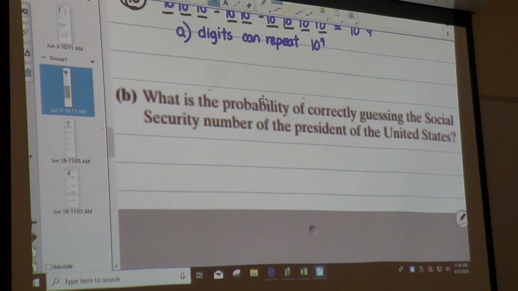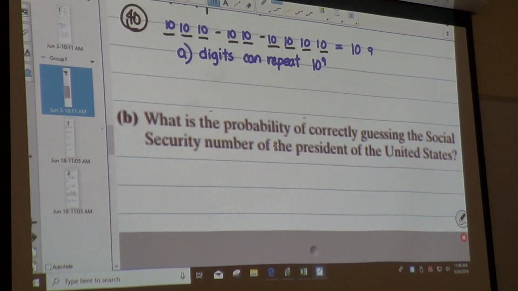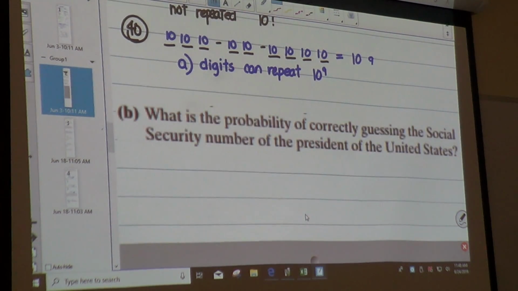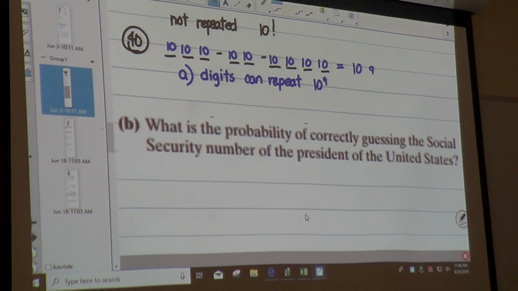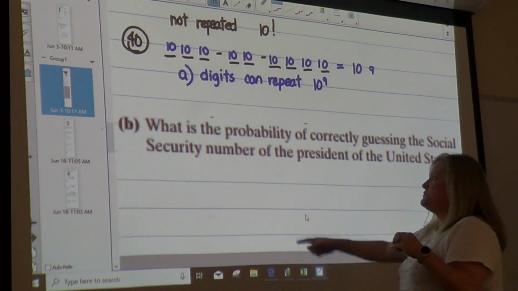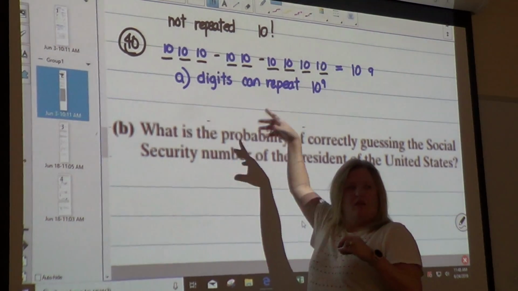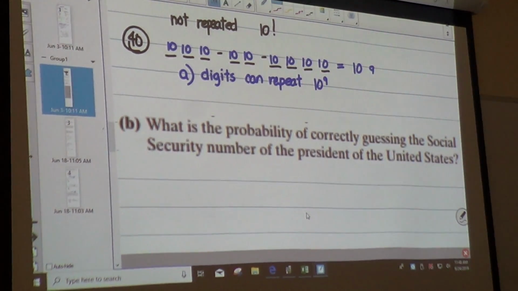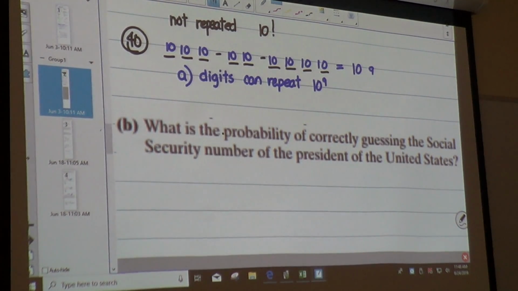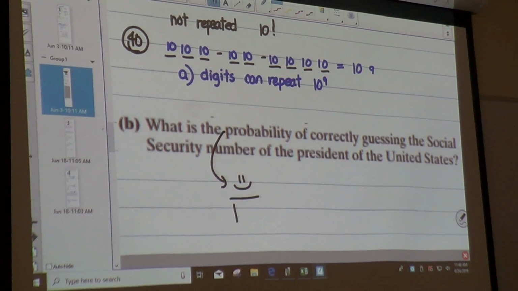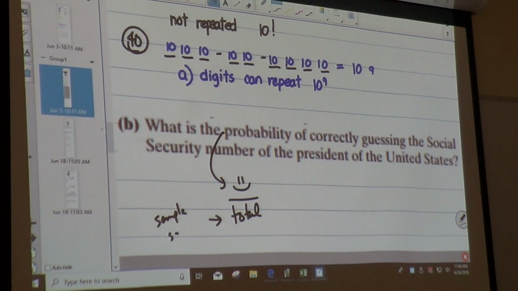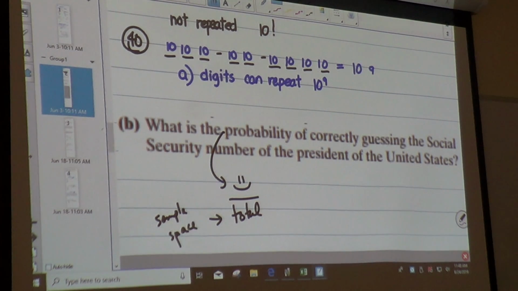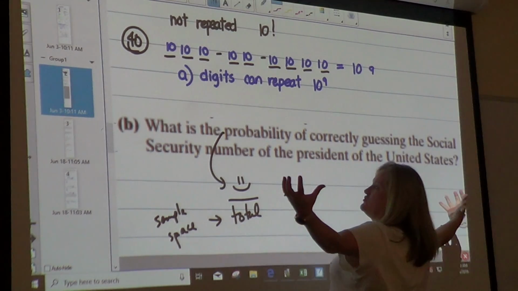What is the probability of correctly guessing the Social Security number of the President of the United States? What does probability mean? What makes me happy over total, right? So anytime I see the word probability, probability means what makes me happy over total. And total is the same thing as sample space. Sample space is the whole thing, like the population. So your sample space is your total.